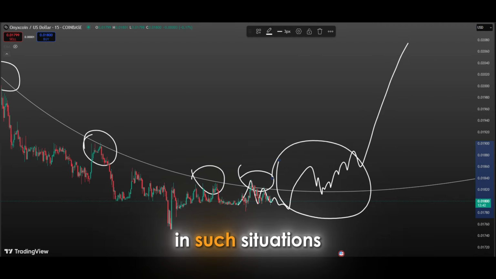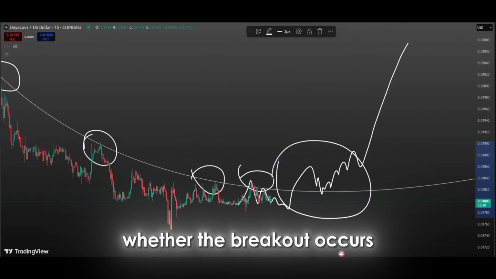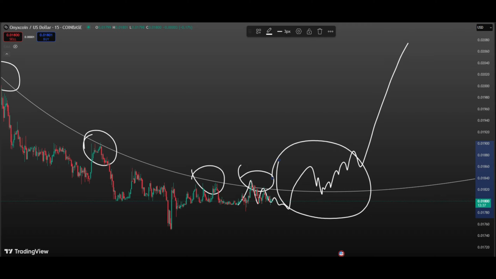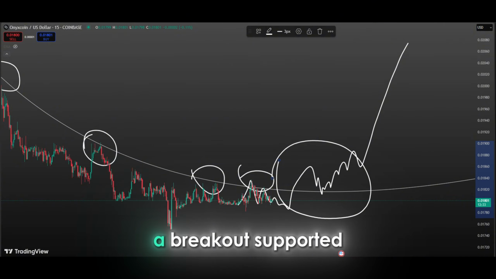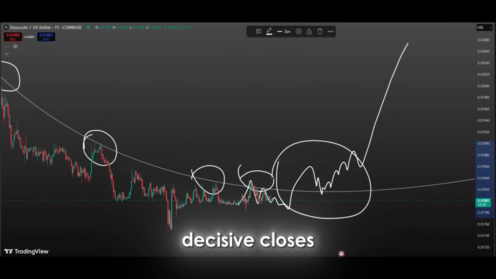In such situations, what investors need to pay attention to is not only whether the breakout occurs, but also the volume and candlestick formations that follow the breakout. If a curve is broken and weak candles with low volume appear afterward, it is often a fakeout. However, a breakout supported by strong volume and followed by decisive closes confirms that the upward move is a genuine reversal.